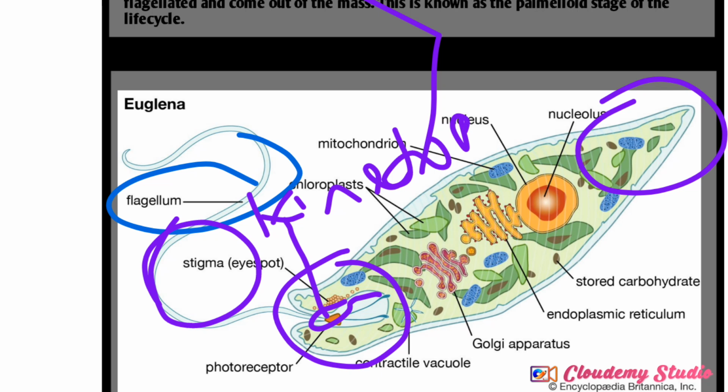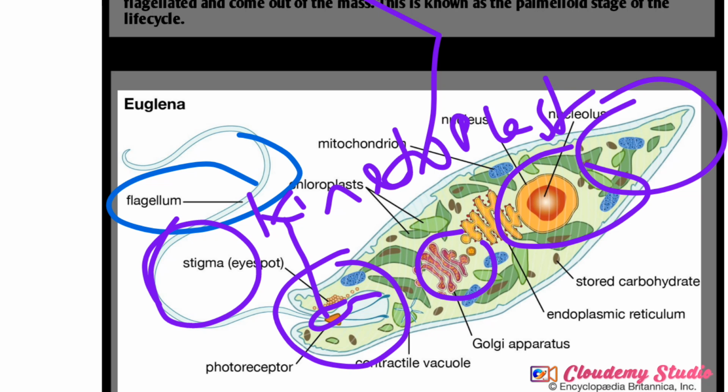Kinetoplast. That is where they originate from. Now, the endoplasm of these animals has what? It has a nucleus, it has the Golgi apparatus, and it has a contractile vacuole.